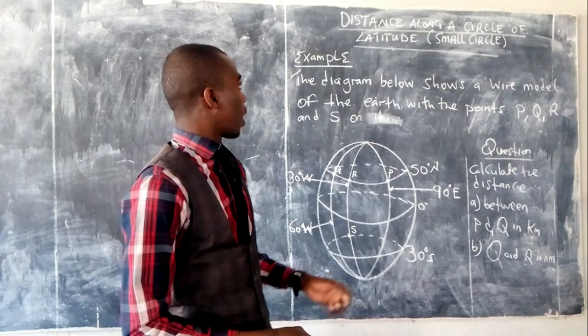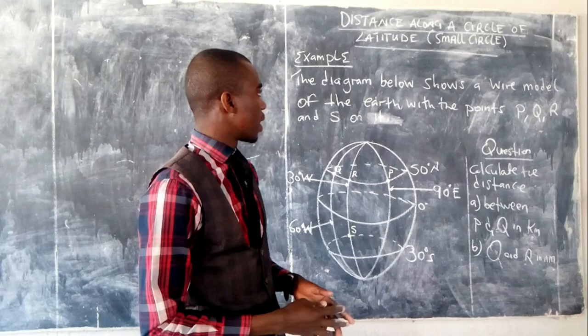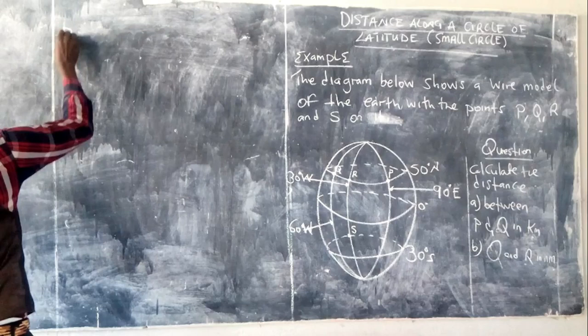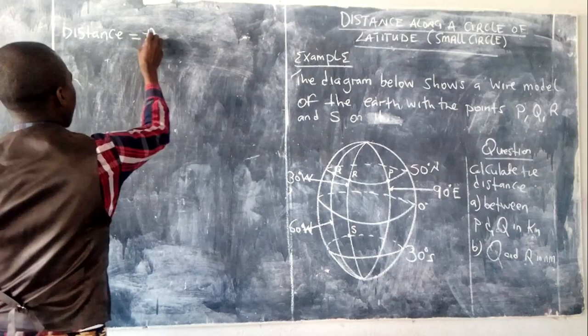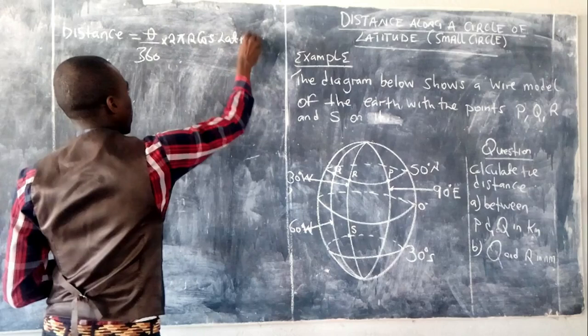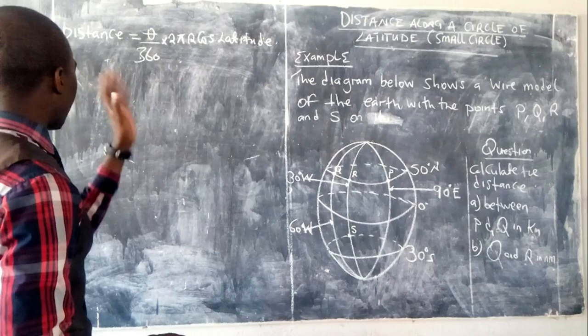Okay, so now we look at distance along a circle of latitude. A circle of latitude is also known as a small circle. So we want to now see how we can calculate distance along a small circle. So here, the formula now becomes distance is equal to theta over 360 multiplied by 2 pi r, then cos latitude. Okay? So this is a simplified way in which the formula can be expressed. Other books will express it in different ways, but this is the best way I can express it now.